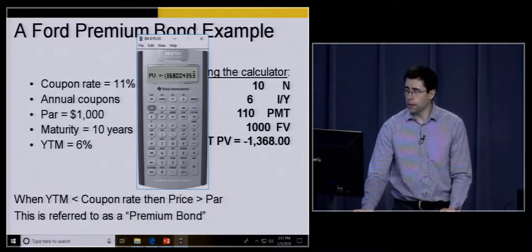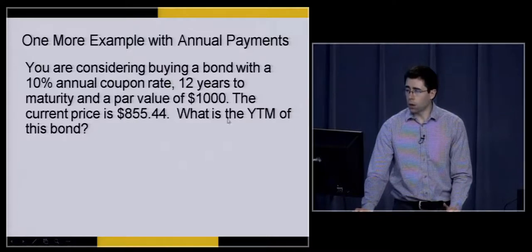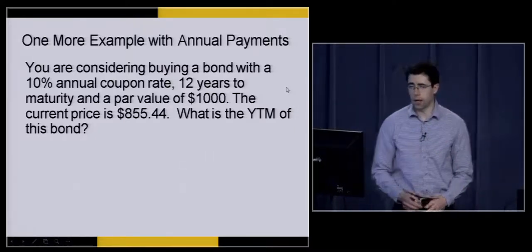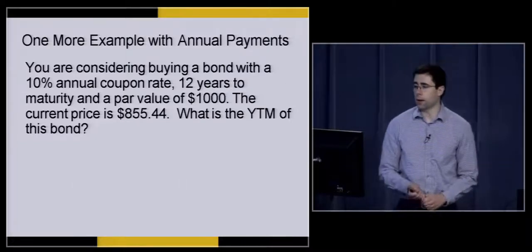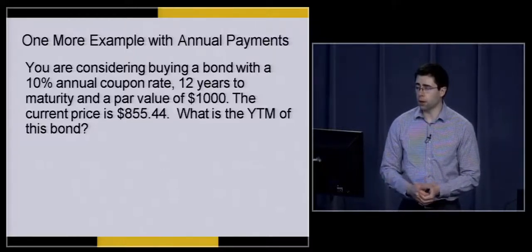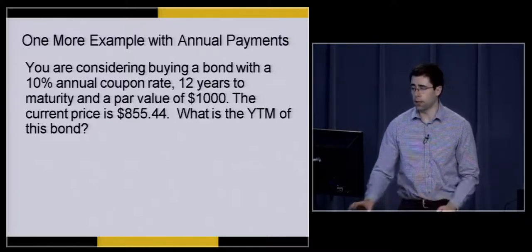All right, let's go ahead and work one more example, this time without the example worked on the next slide. So in this example, you're considering buying a bond with a 10% annual coupon rate, 12 years to maturity, and a par value of $1,000. The current price is $855.44. What is the yield to maturity on this bond?